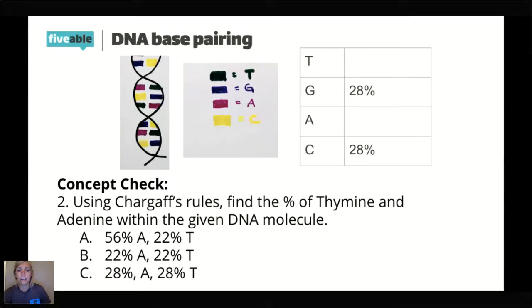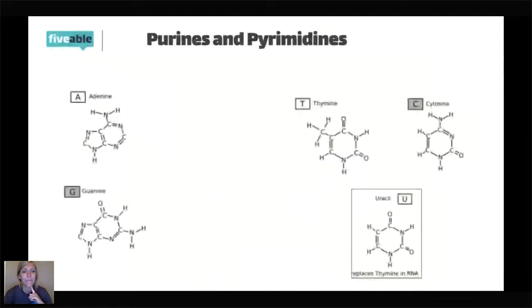Good. So ideally, your percentages should add up to 100, right? So if G and C both have 28, that adds up to 56, okay? So you only have 44% left. And so 44% needs to be split between T and A. And so that's why your answer is B. There should be 22% A's and T's. All right, great job. Let's move on.